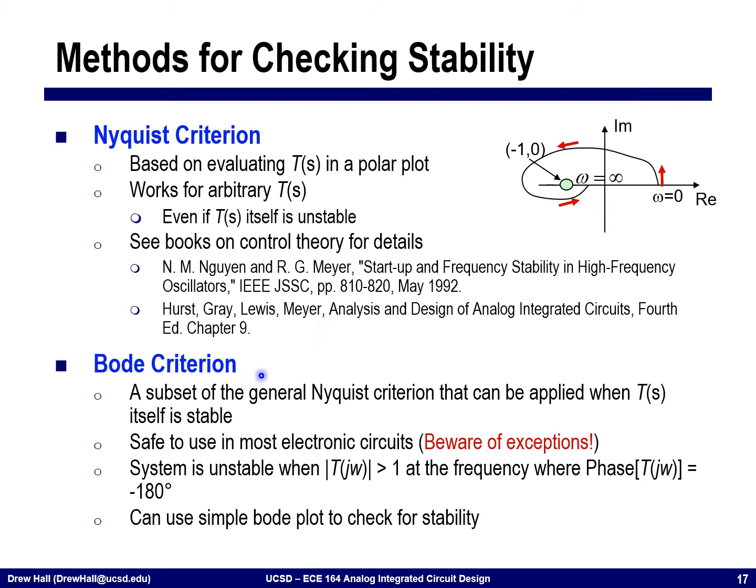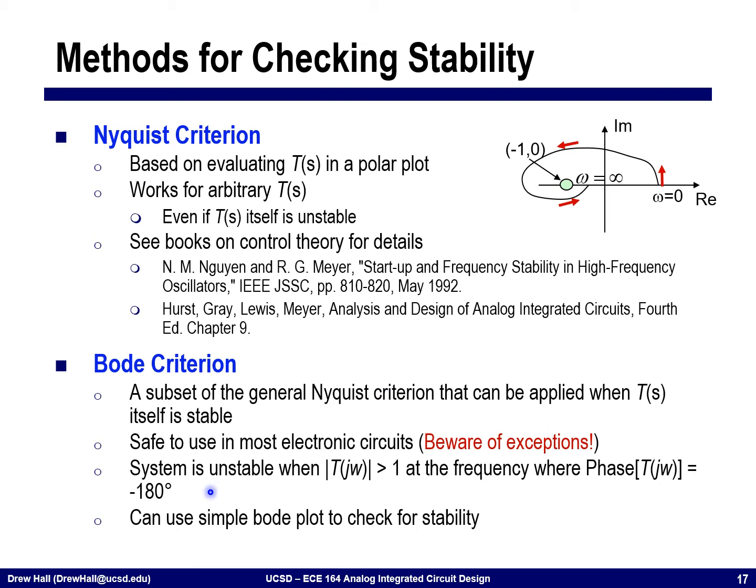A simpler subset of Nyquist is what's called the Bode criterion. Bode only applies when T of S is itself stable. And so this is generally a useful thing and appropriate in most electronic circuits. There are a handful of small exceptions that don't work with Bode criteria. One of them happens to be oscillators that's discussed in this seminal paper by Meyer.